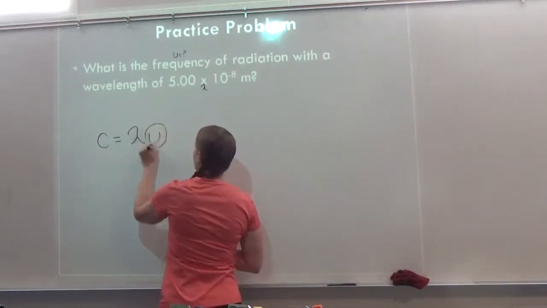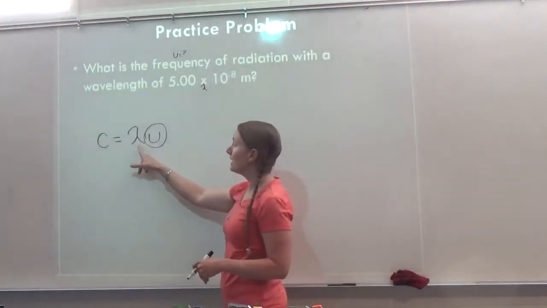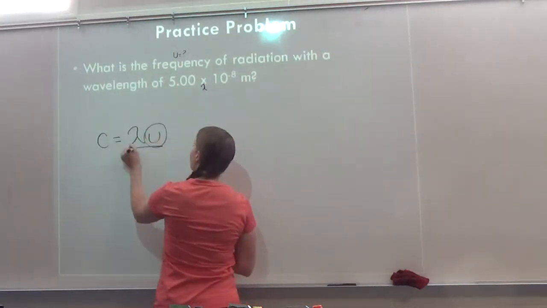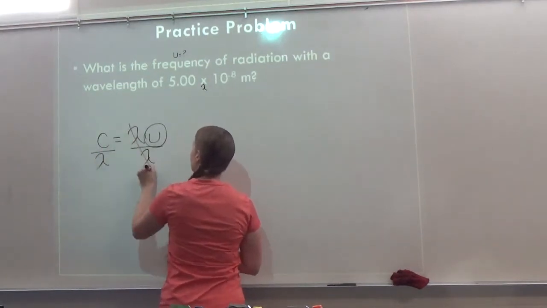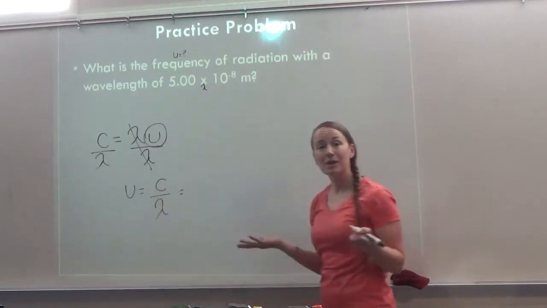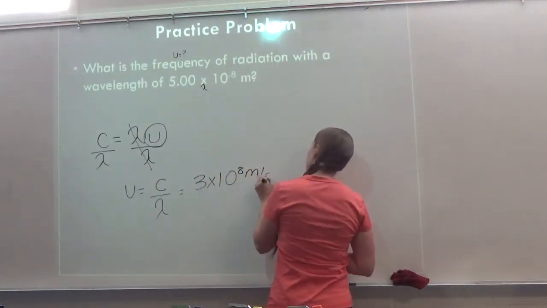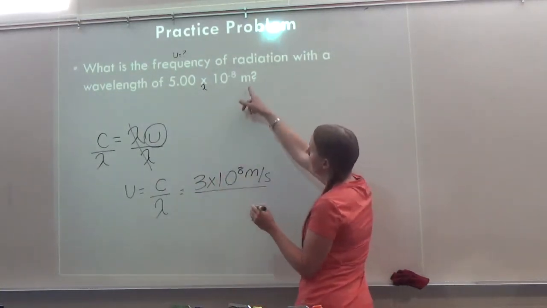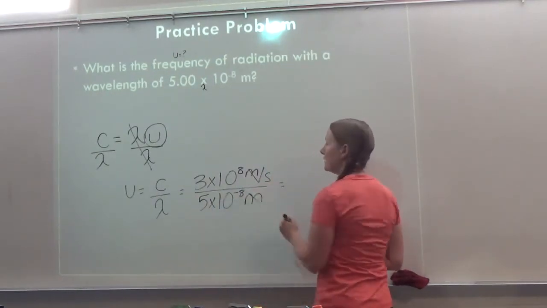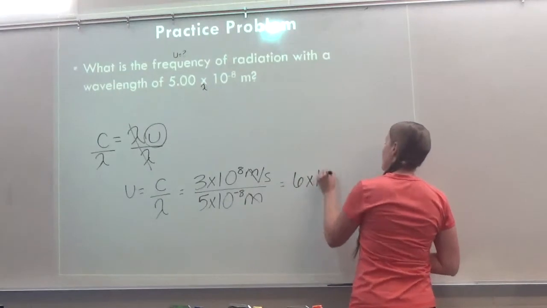I'm looking for nu this time, so I need nu to be by itself. When you're solving for something, you want it by itself. So how do I get lambda on the other side? Well, right now we're multiplying by lambda, so I do the opposite. I divide both sides by lambda, and so then I get that nu is c over lambda. So now I'm ready to plug in. So c is 3 times 10 to the 8. And then my lambda is 5 times 10 to the negative 8 meters. And so if you look, your meters cancel. So once you divide, you should get 6 times 10 to the 15.